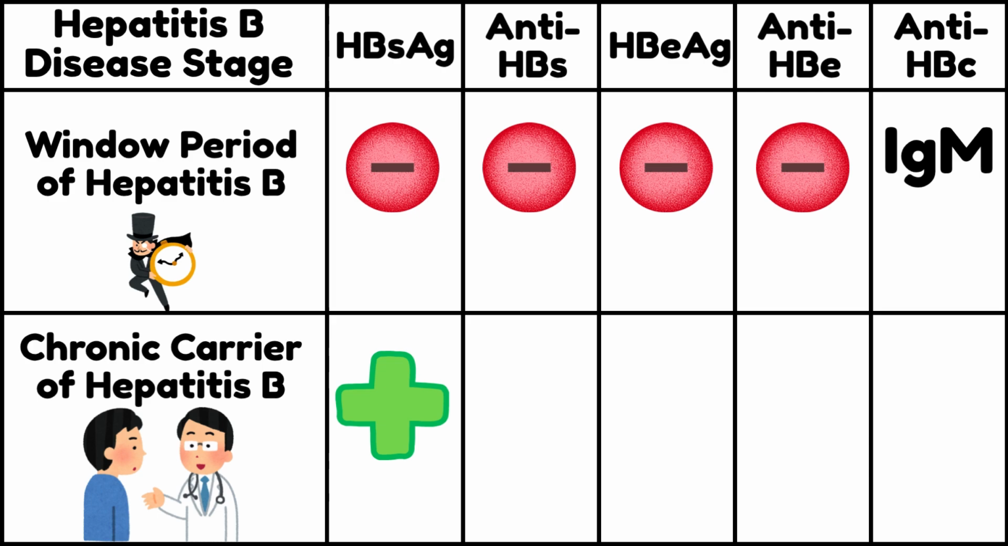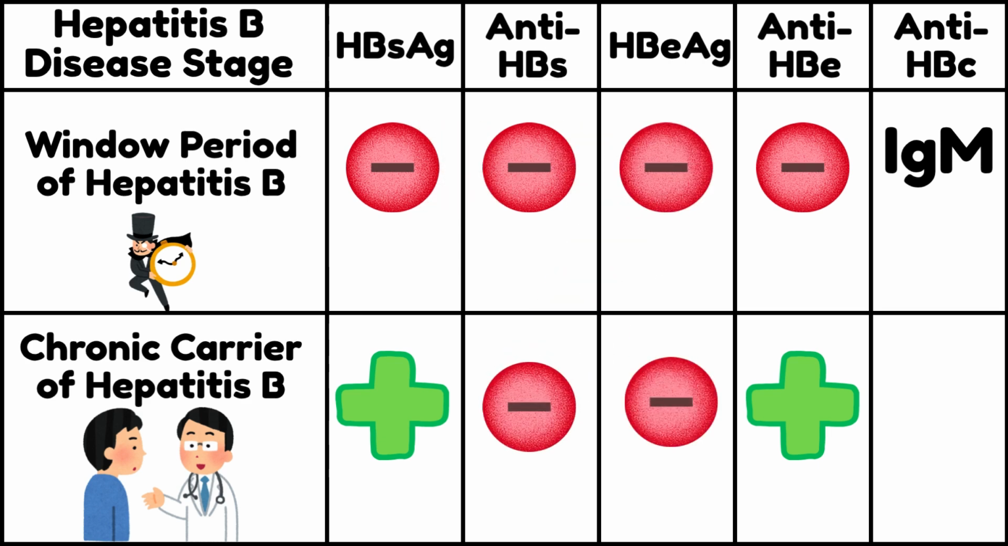That shows that hepatitis B virus is present in the body for a chronic time period, but he will have hepatitis B envelope antibodies. That means that hepatitis B virus is not replicating inside the body. That's why the person is a carrier and not a patient. Since he is a chronic carrier, his hepatitis B core antibody will be IgG type.